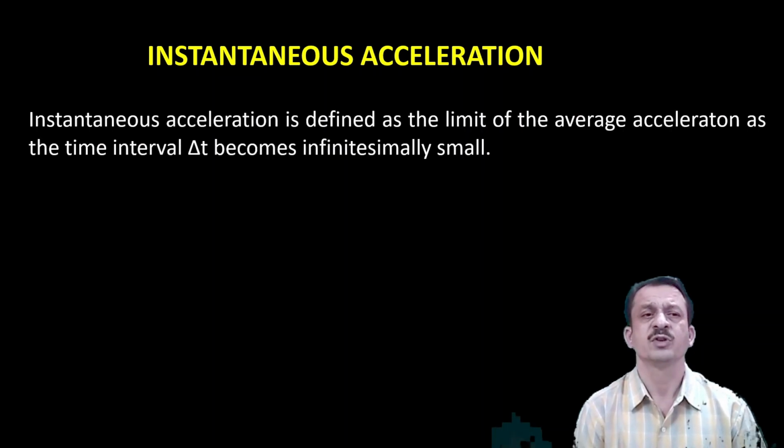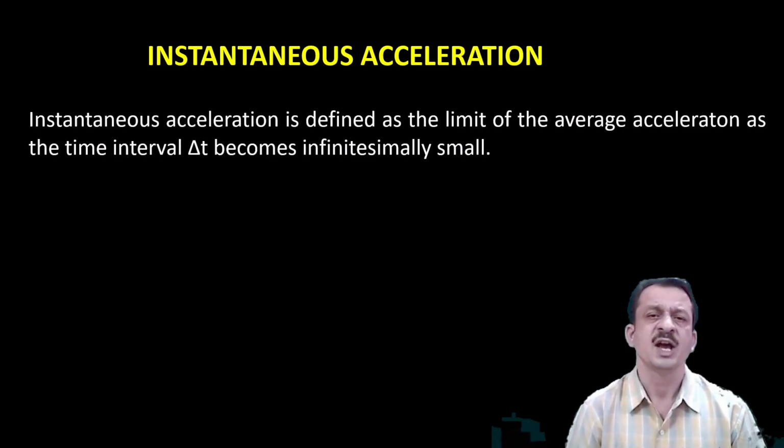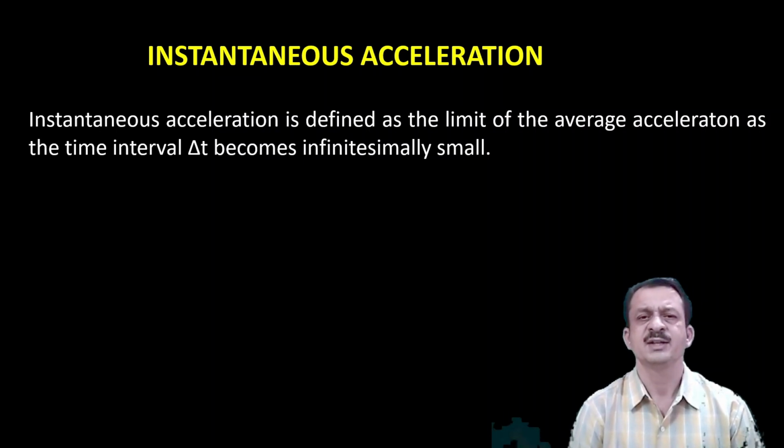Therefore instantaneous acceleration at any instant is the limiting value of average acceleration as the time interval is infinitesimally small. That is the definition. Therefore instantaneous acceleration is defined as the limit of the average acceleration as the time interval delta t is infinitesimally small. Infinitesimally small means here the delta t time interval tends to 0.